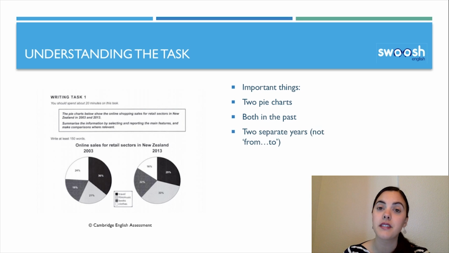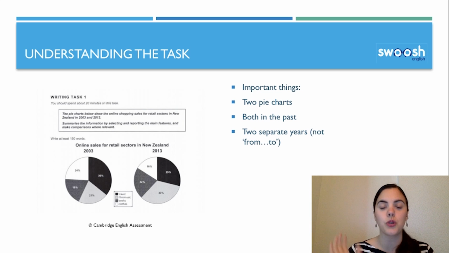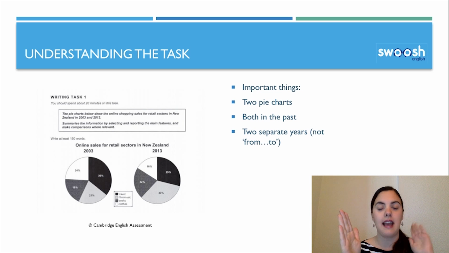And another important thing with the pie charts, they are 2 separate years. You compare 2003 to 2013. You're not talking about an overall process or trends or changes. It's just this and this.